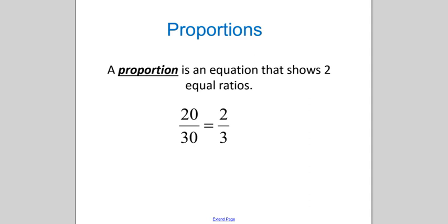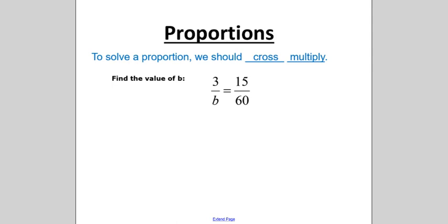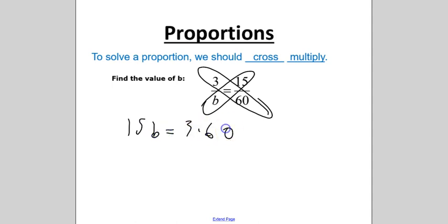Proportions. A proportion is an equation that shows 2 equal ratios. Well, every time you ever reduced a fraction since like 4th grade, you were doing a proportion. So like if you divide by 10, you get 2/3. That's a proportion. To solve a proportion, we should cross multiply. So we're going to do 3 times 60 equal to 15 times b. So 15b equals 180. And then we divide by 15, and b is 180 divided by 15, which is 12.